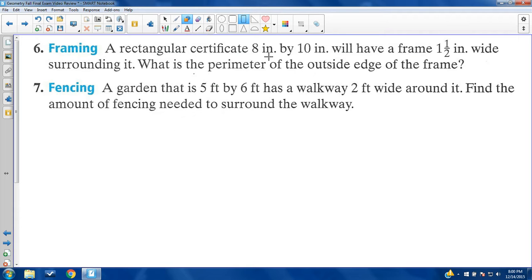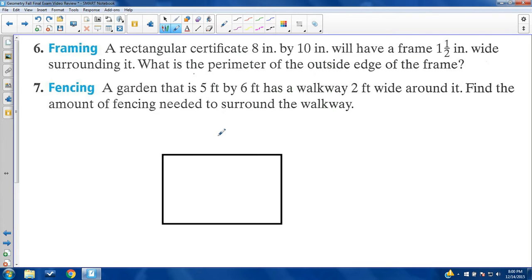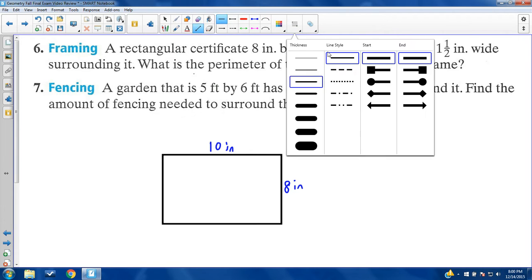I have a rectangular certificate that's 8 inches by 10 inches. So it looks like they really like to do widths second. I don't know why. I assume the certificate, actually I can't assume the certificate's this way. But going by what they talked about last time with an index card, I never do maps tall. I always do them wide. They have a frame that's 1.5 inches wide surrounding it. What that means is it's 1.5 inches in every direction.